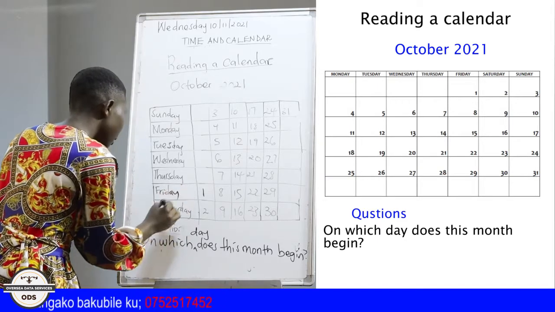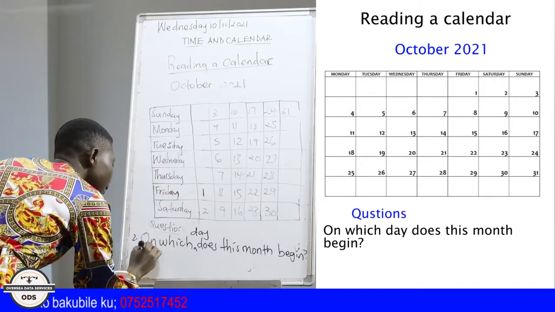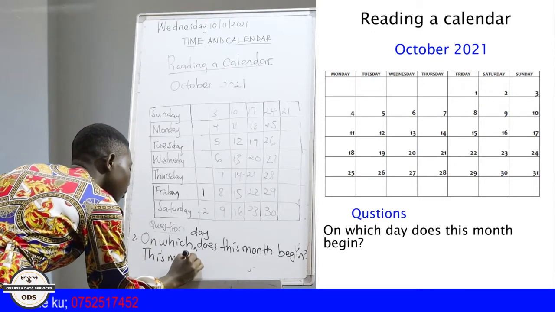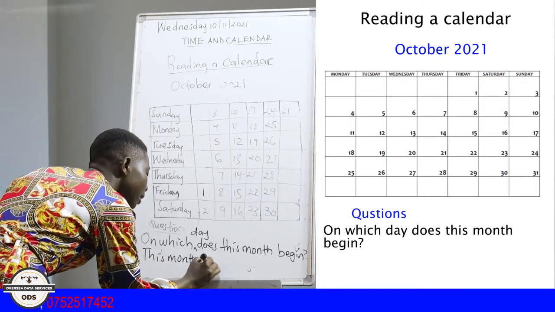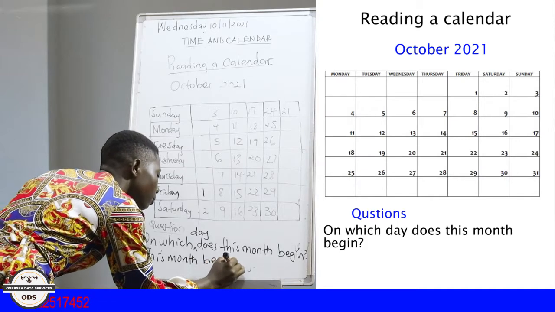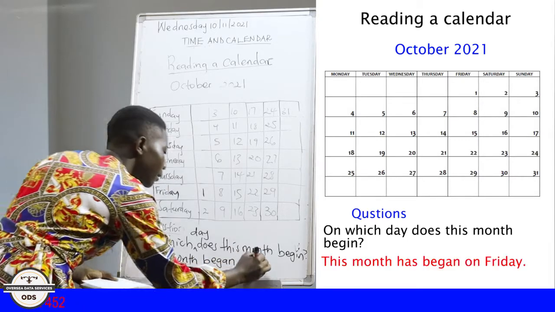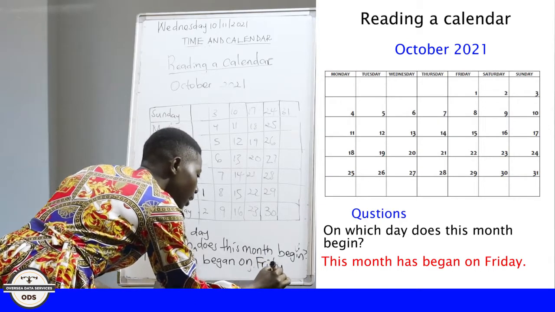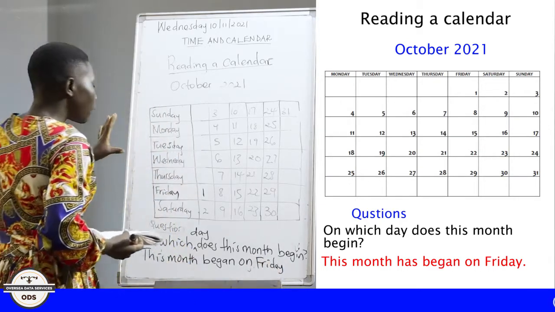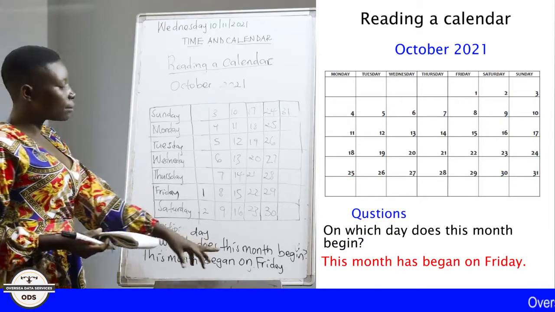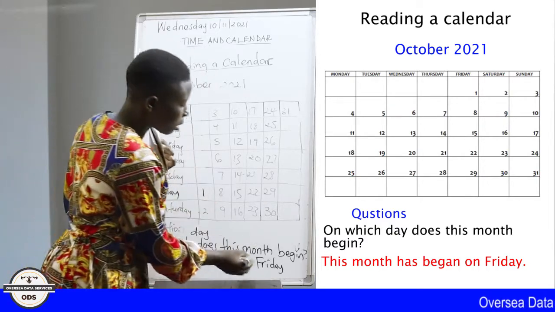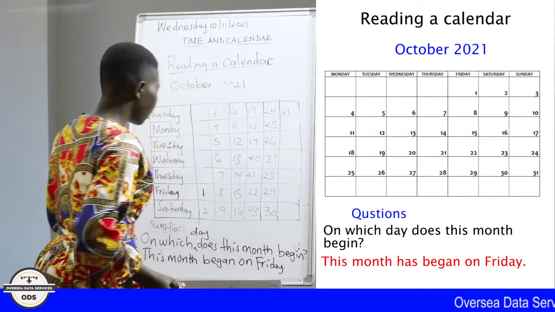How do you say? You say this month began on Friday. And another thing, when you're writing the days of the week, begin with a capital letter. We begin with a capital letter like that.